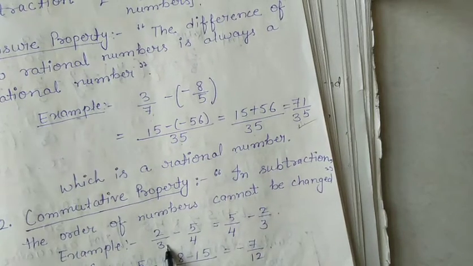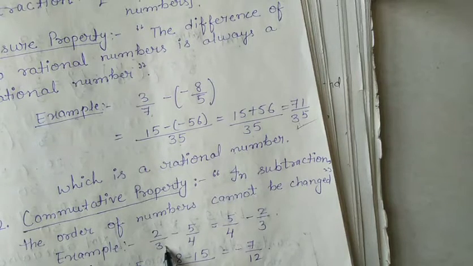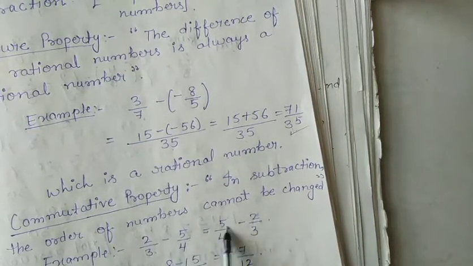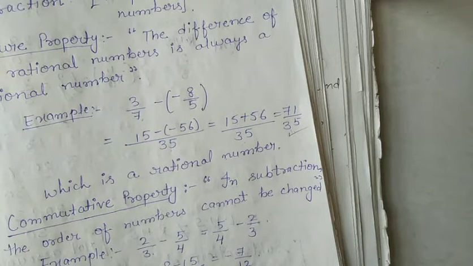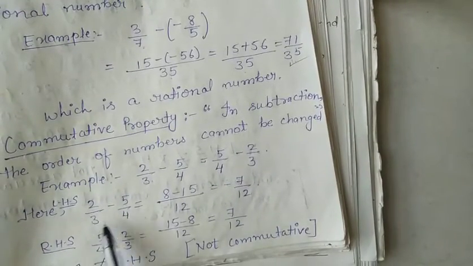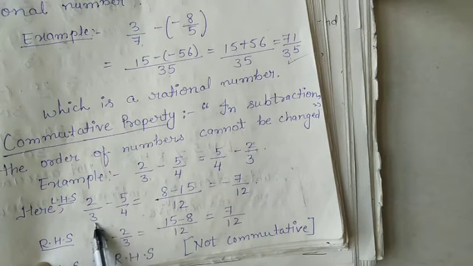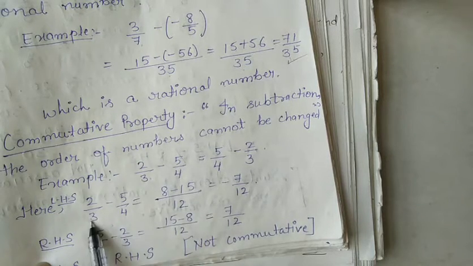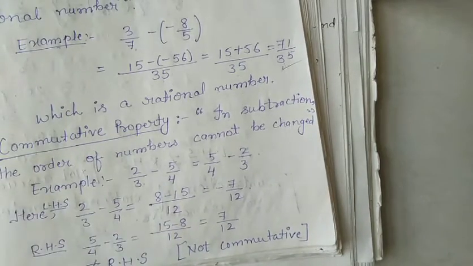It means when we subtract two rational numbers or interchange their places, the answer would not be equal. Here we again show it by an example, that is 2 by 3 minus 5 by 4 is equal to, taking the LCM of their denominators 3 and 4, that is 12. 12 divided by 3 is 4. 4 into 2 is 8.